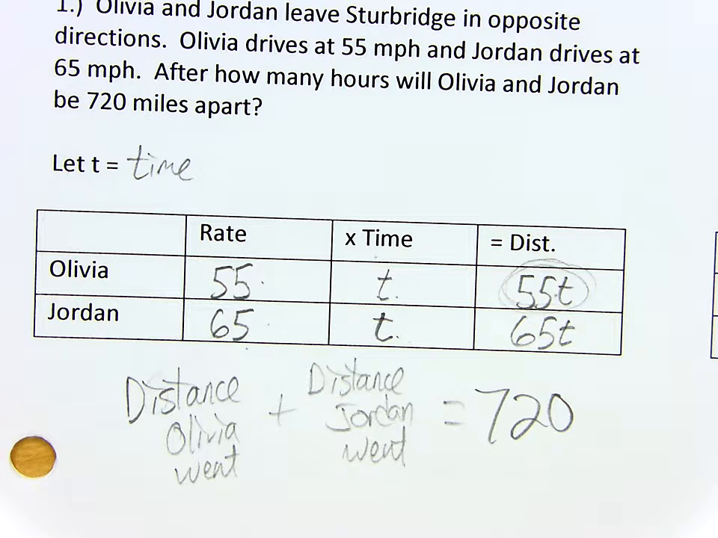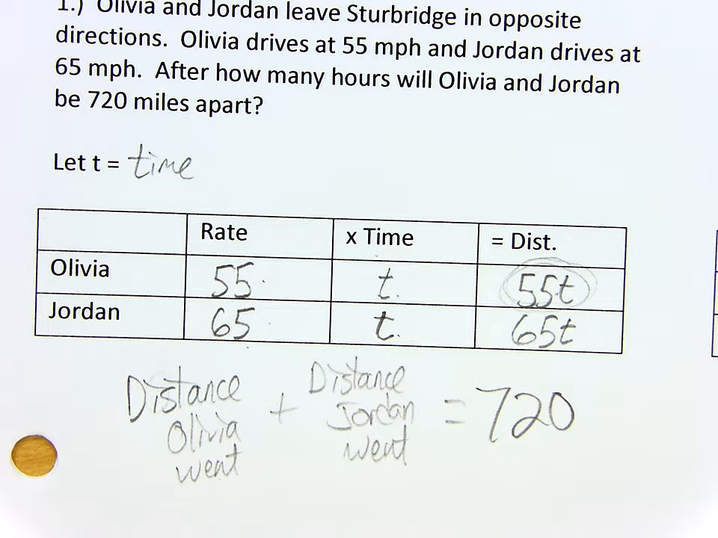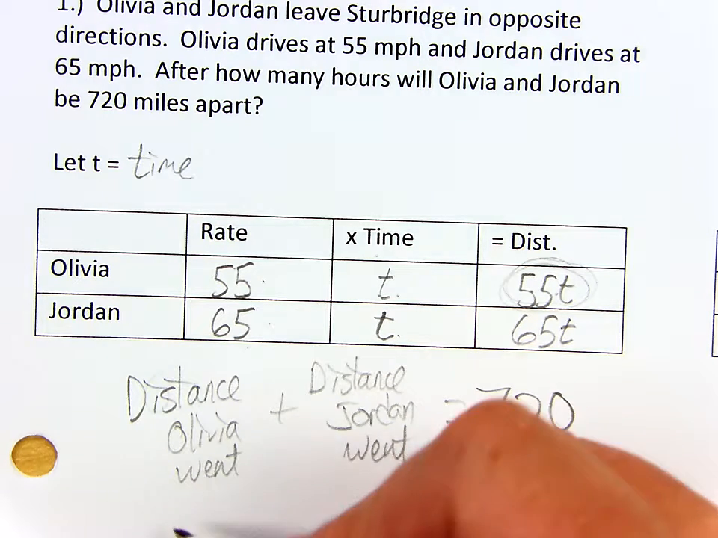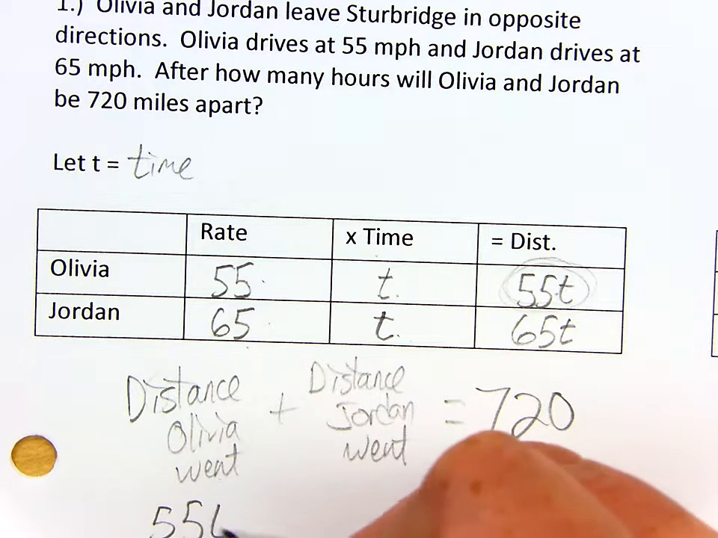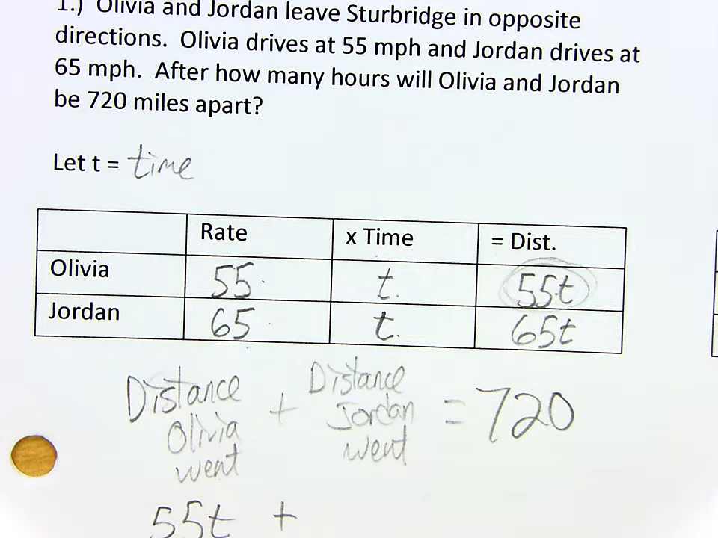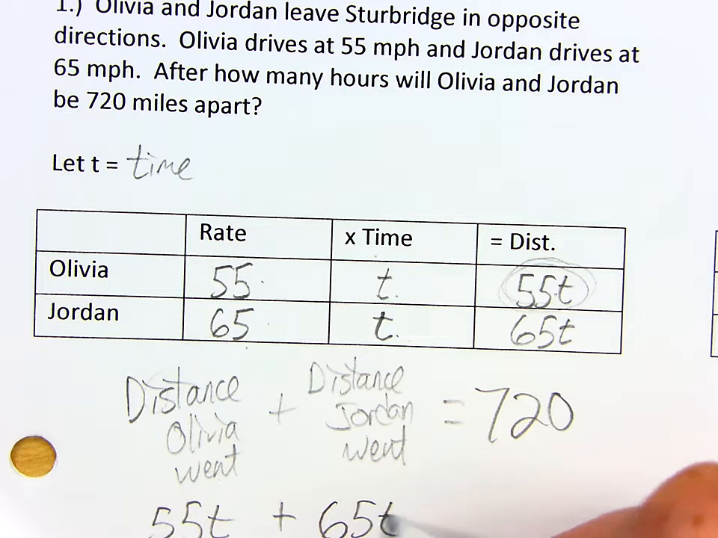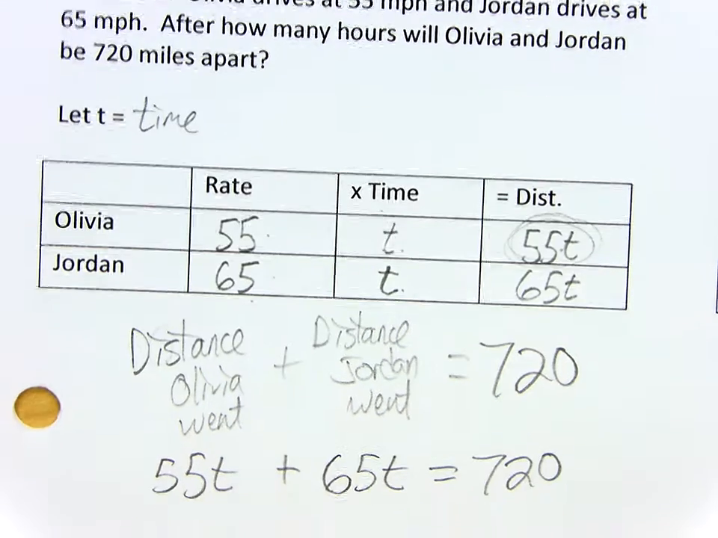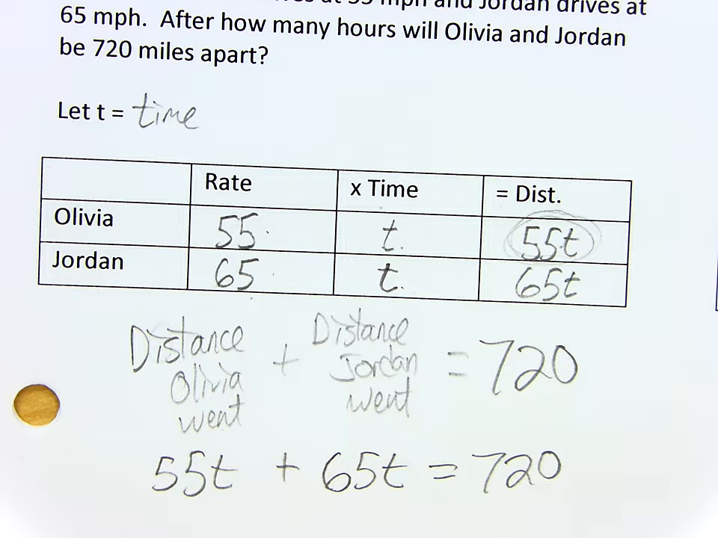All I have to do is change the words into math. What's the distance Olivia went? According to my chart, it's 55t. What's the distance Jordan went? 65t. And together they went 720 miles. All I have to do is solve for t. And then I'm done. This really isn't so bad.